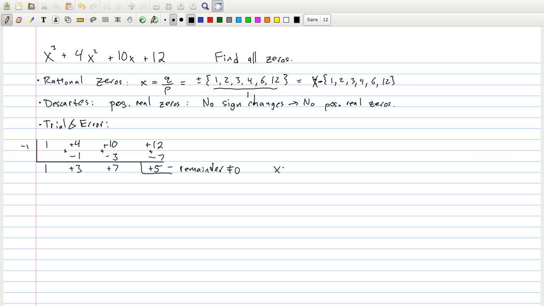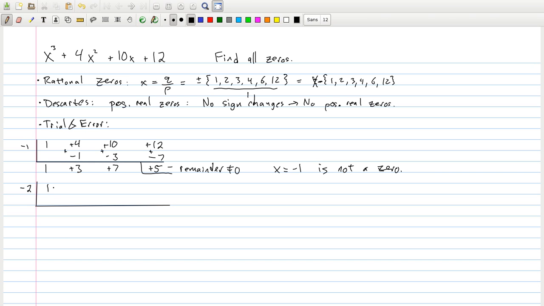this tells us that x equals -1 did not work. That x equals -1 is not a zero of this polynomial. So x equals -1 didn't work. Let's try going on to the next one. Let's try x equals -2. So we'll take -2 and we'll do the synthetic division process here.